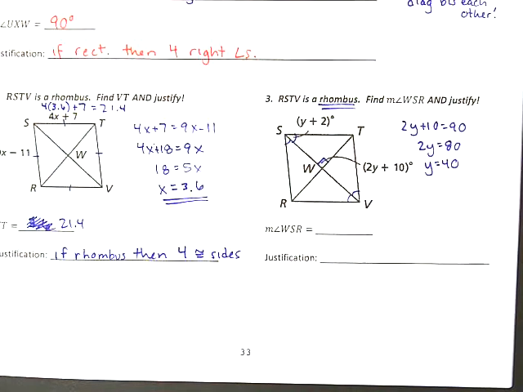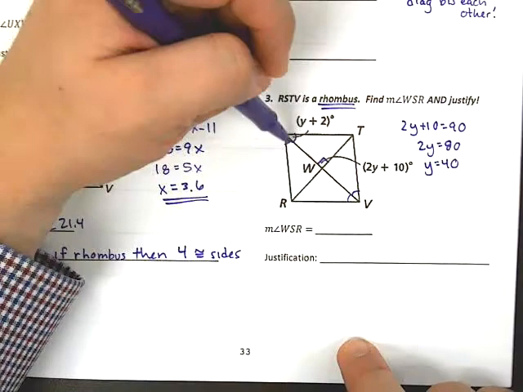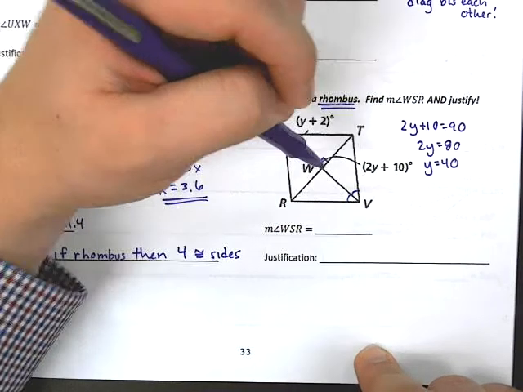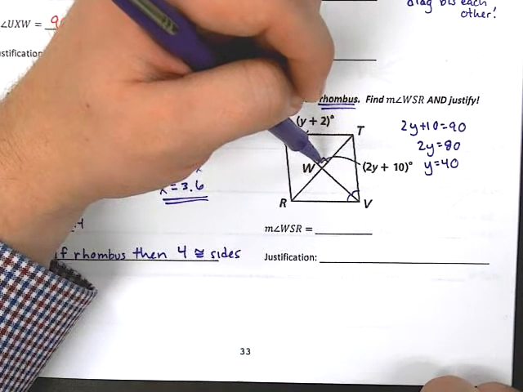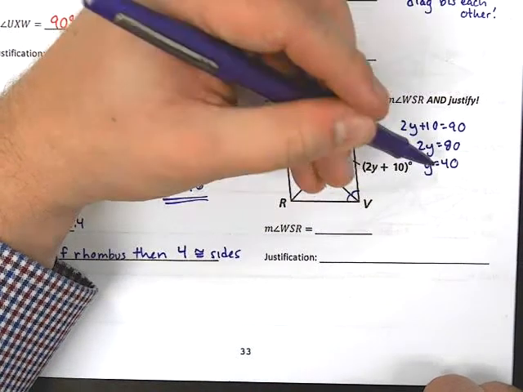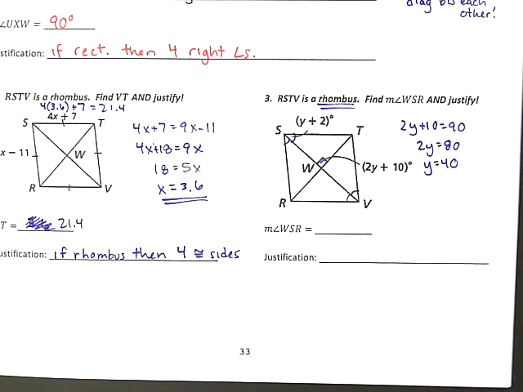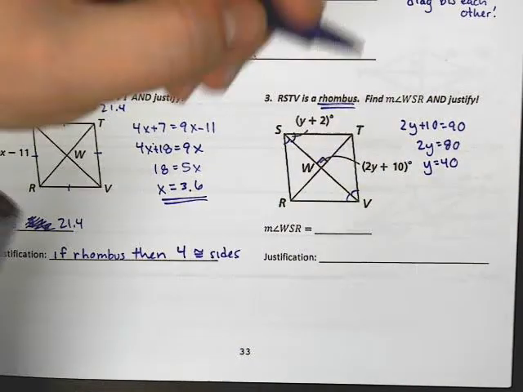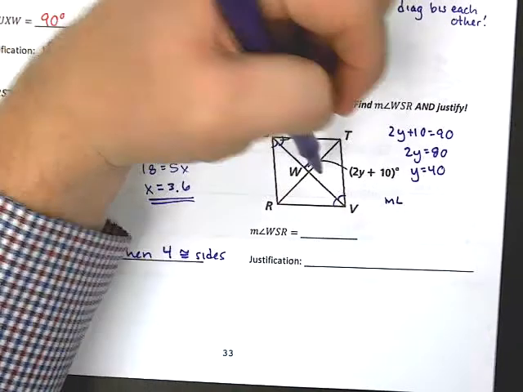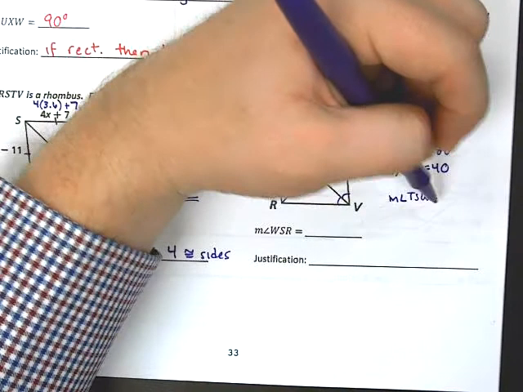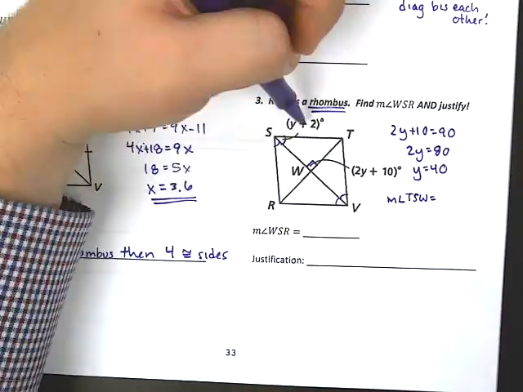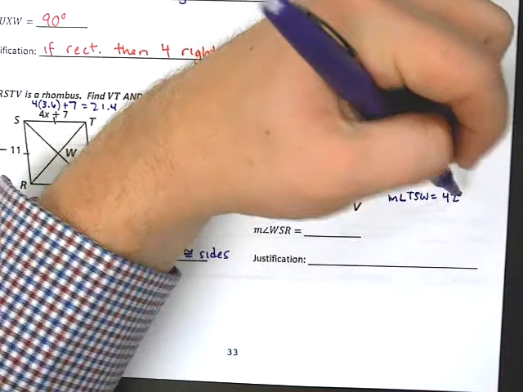Please note, there was not enough information to do anything with these angles over here yet, right? We needed to use the fact that diagonals are perpendicular to get that this angle has to be 90 and to solve for y. Now, what we can absolutely do right now is we can get that the measure of angle TSW, that's an S, is equal to 40 plus 2, or 42 degrees.